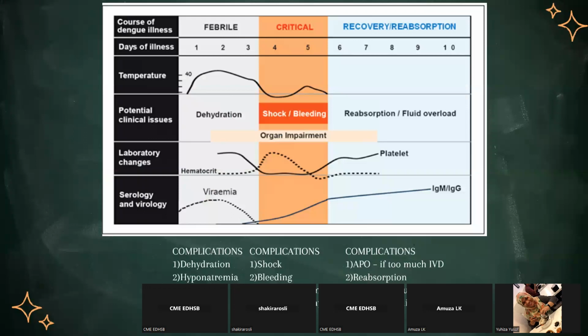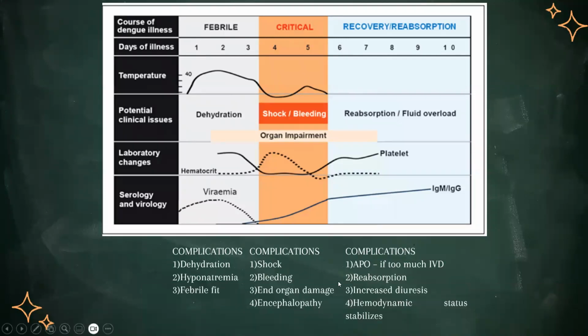So these are the most important slides. Dengue is divided into febrile, critical, and reabsorption or recovery phases. In the febrile illness, the patient will have a very sudden onset of high-grade fever, chills, rigor, and the potential complications the patient may have: dehydration, hyponatremia, or febrile fit. At that time, the lab will not show any changes yet.